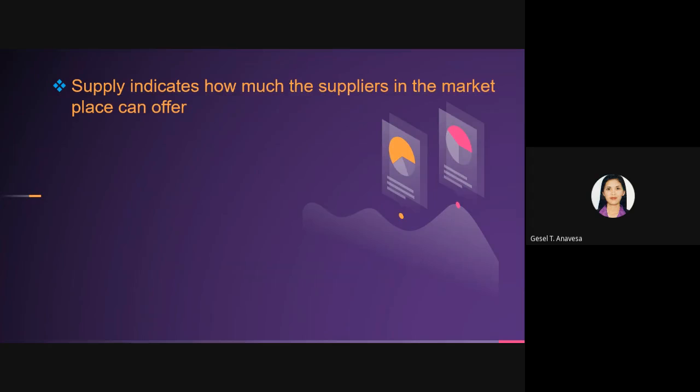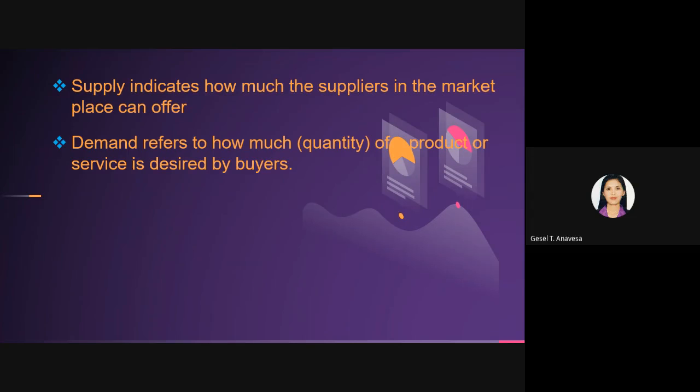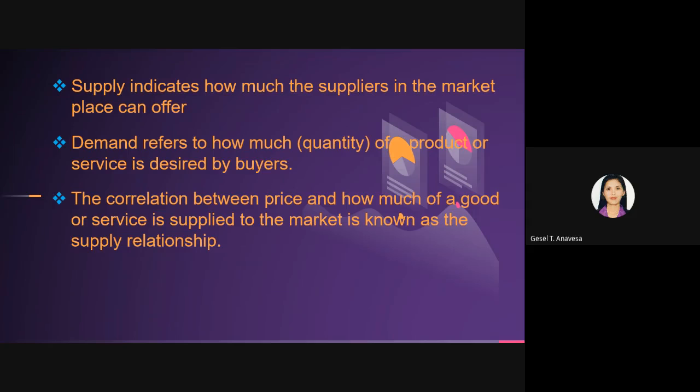Supply indicates how much the suppliers in the marketplace can offer, while demand refers to how much of a product or services is desired by the buyers. And then the correlation between price and how much of a good or services is supplied to the market is known as the supply relationship. So an accurate measurement of demand for products in the hospitality industry requires consideration of three factors. These factors are the desire to purchase, the ability of the consumer to pay, and then the willingness of the consumer to pay.